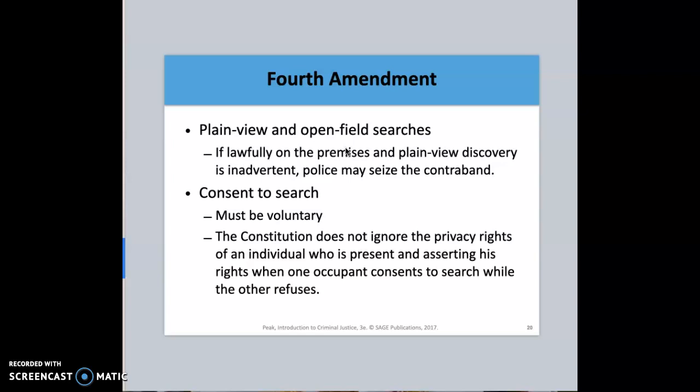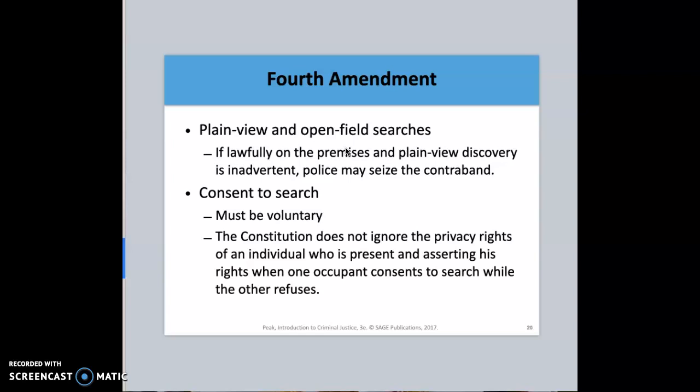Consent is one of the most common ways police are able to search today. We ask people, and people say yes or people say no. You'd be surprised how many people say yes. All right, but the consent must be voluntary. The Constitution does not ignore the privacy rights of an individual who is present and asserting his rights when one occupant consents to search while the other refuses. So in other words, the courts have pretty much said that that person also has privacy rights. And so I cannot give the police authority to search my roommate's room, right?